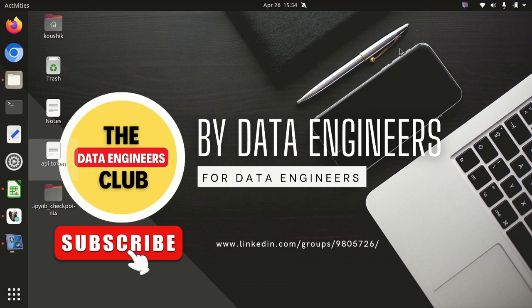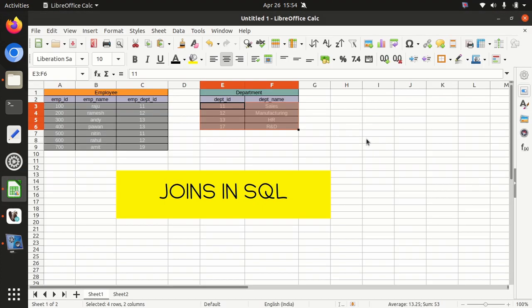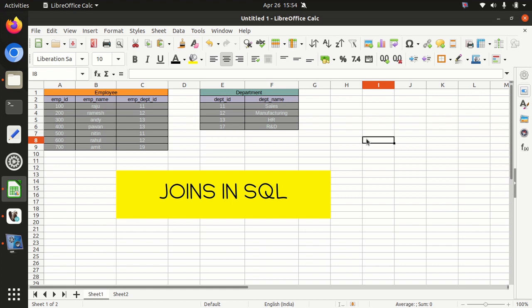This is Kaushik and today I'm going to talk about SQL joins. This is part 1 of my SQL join series, and in this part I'm going to talk about left outer join, right outer join and full outer join.